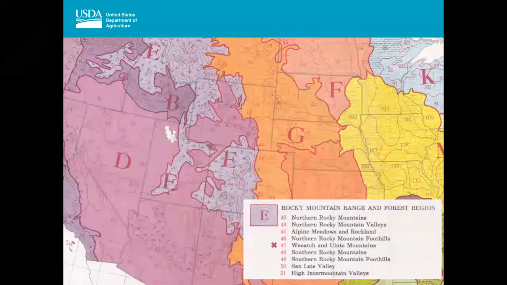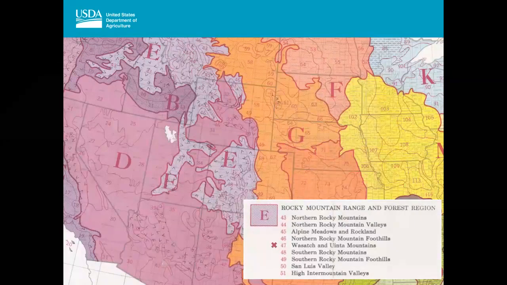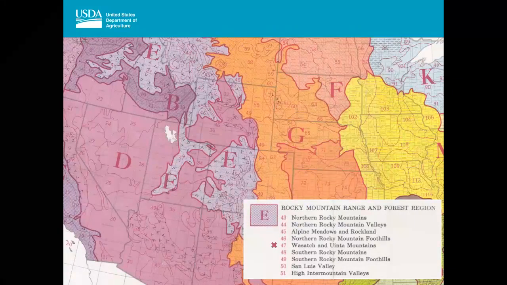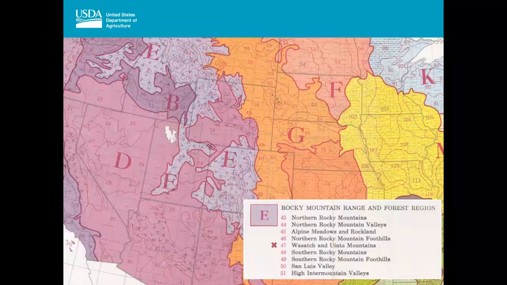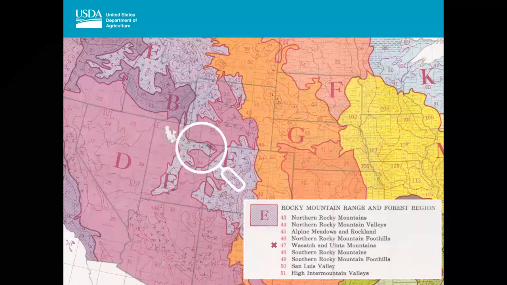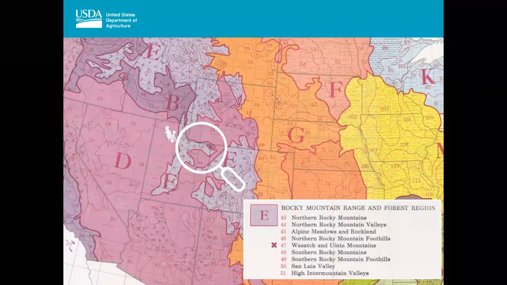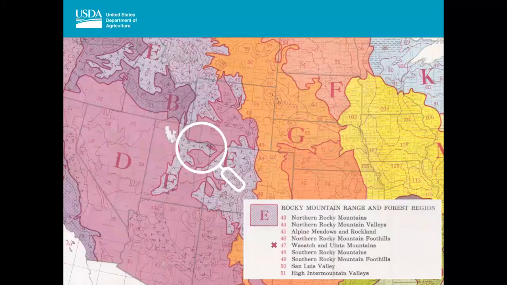And Dean covered this, so I'll keep it quick and just reiterate that we are in Land Resource Region E. We're in MLRA 47, which is the Wasatch and Uinta Mountains. So specifically, we are in the Uintas, which are this east-west running arm located in the northeast section of Utah, where Utah meets Wyoming and Colorado.